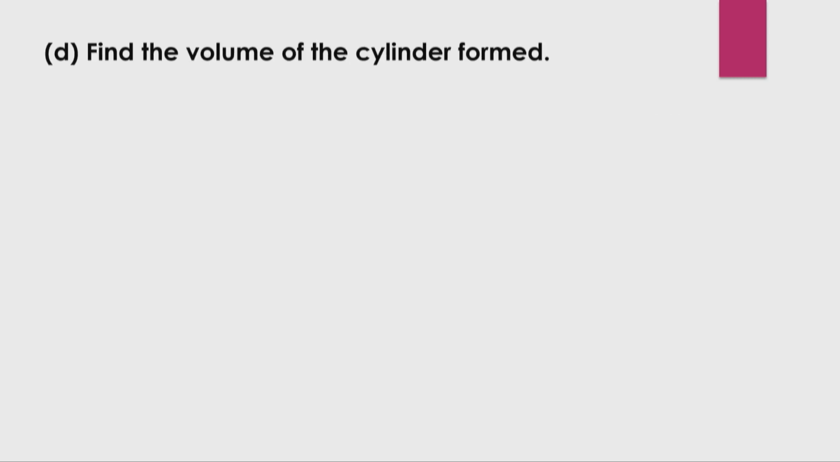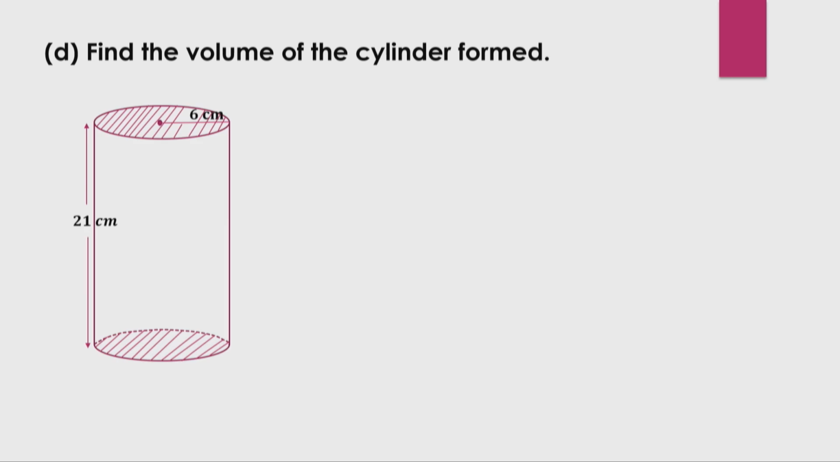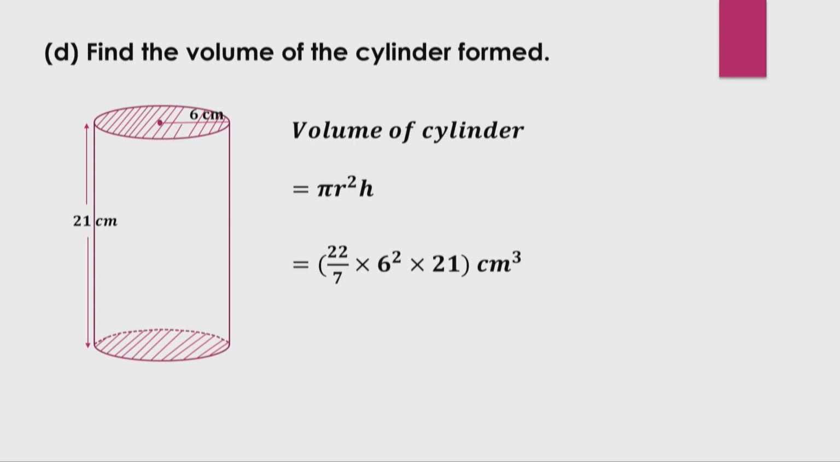Find the volume of the cylinder formed. Volume of cylinder is equal to pi r squared h, which is equal to 22/7 multiplied by 6 squared multiplied by 21 centimeters cubed, which is equal to 2376 centimeters cubed.